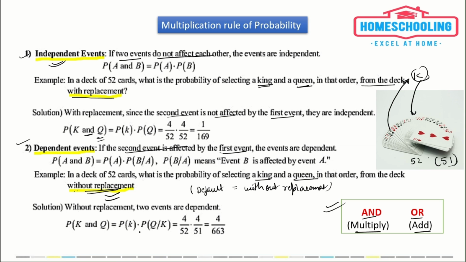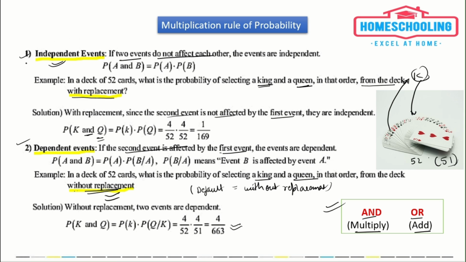So first we'll select a king. The total number of cards is 52, and the total number of king cards in a deck is 4. Now that card is taken out. Now we are left with 51 cards, because the card has not been replaced, and because the card has not been replaced, the first event is affecting the outcome of the second event, because now the total number of cards is only 51. From those 51 cards, the probability of getting a queen is, we have 4 queen cards, so 4 divided by 51. So the answer would be 4 divided by 663.